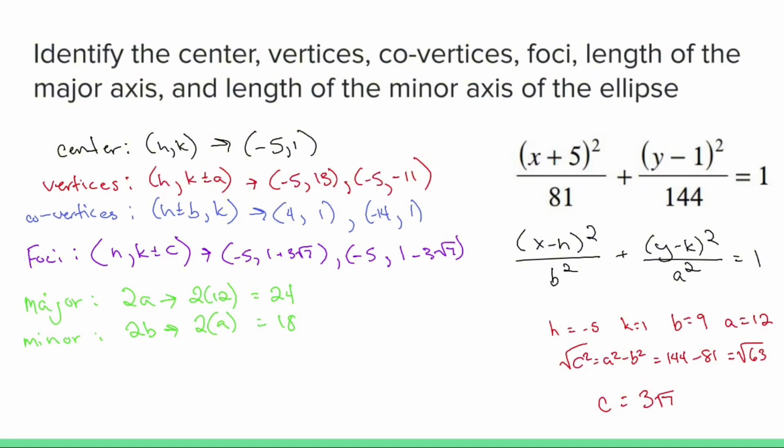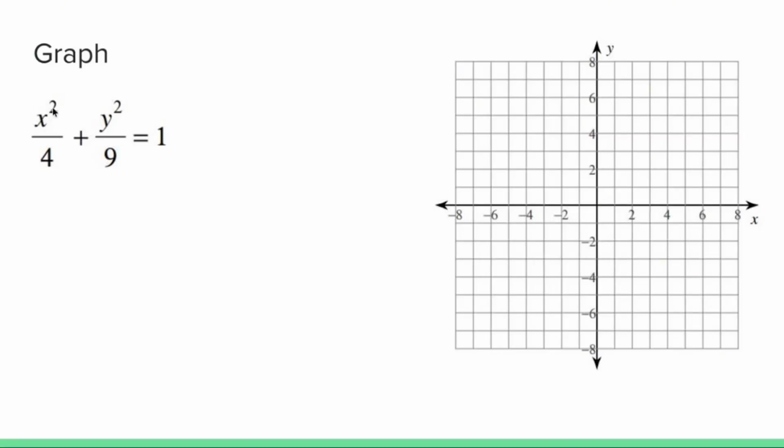We could use all this information to graph that on a coordinate plane if that's what we needed to do. We don't, but we could if we wanted to. Graph this ellipse x squared over 4 plus y squared over 9 equals 1.